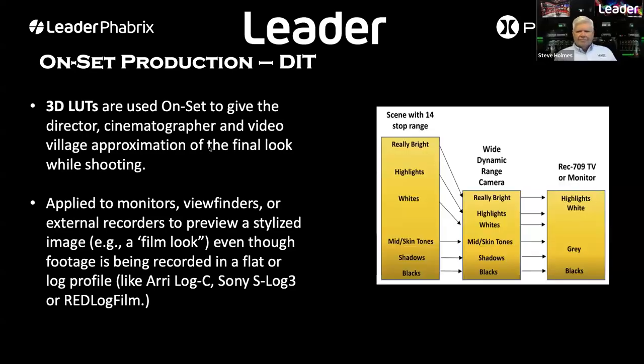And this is what they're doing. They're taking that raw image captured, and this slide's probably a bit out of date because it says scenes with 14 stops of dynamic range. I bet we could probably go to 16 now quite comfortably. But the concept is the same: that is being brought down into that 709 color space, so that the video village can look at the content and think, yeah, that's what we're expecting to see.